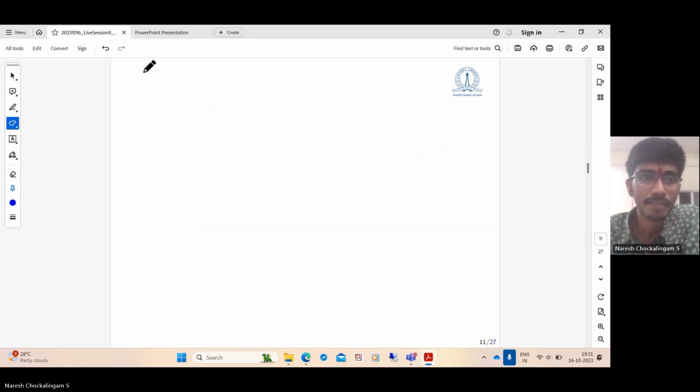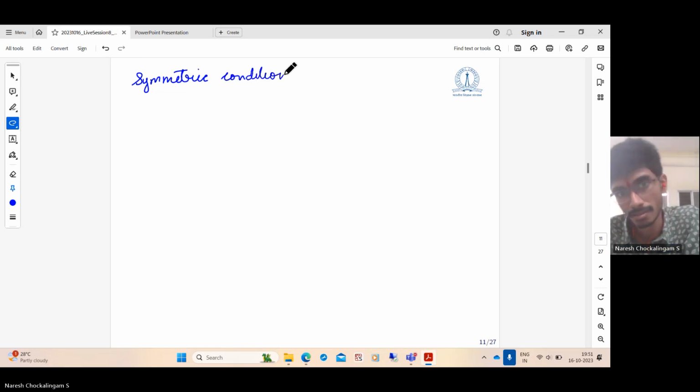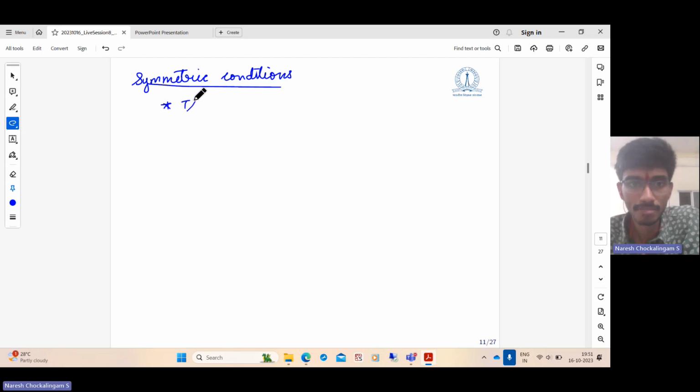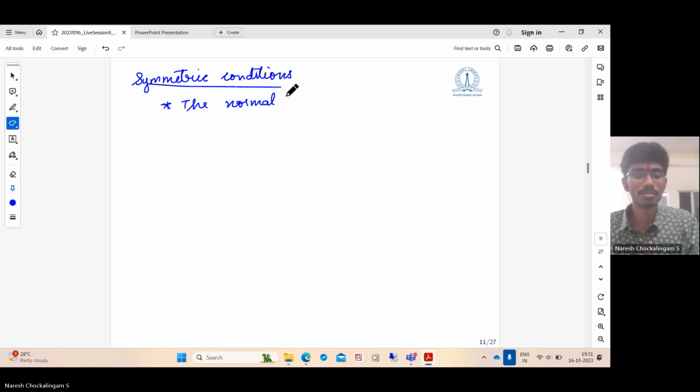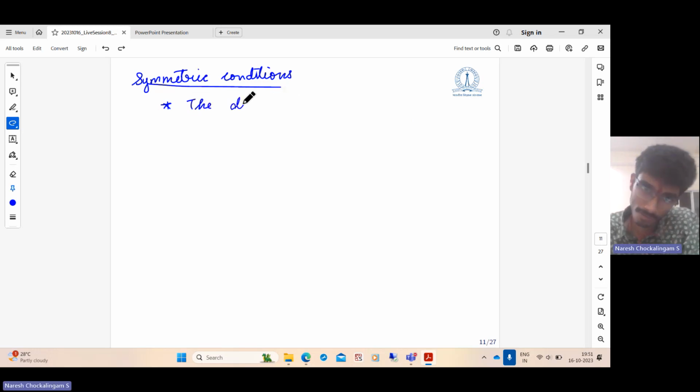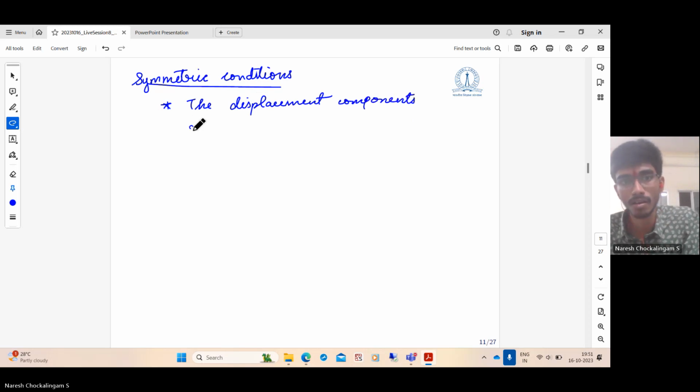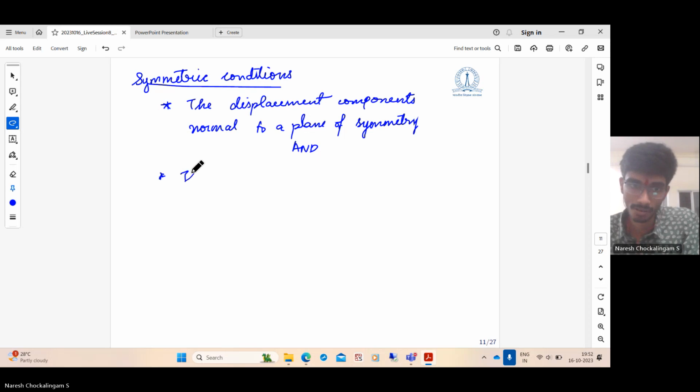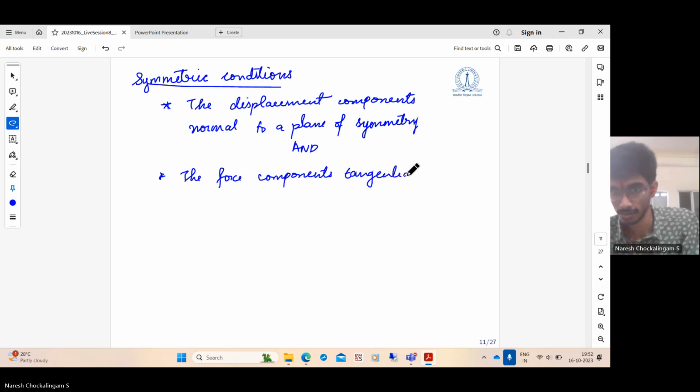So to conclude, whenever we have symmetric conditions, the displacement components normal to a plane of symmetry and the force components tangential to a plane of symmetry, both are equal to 0.